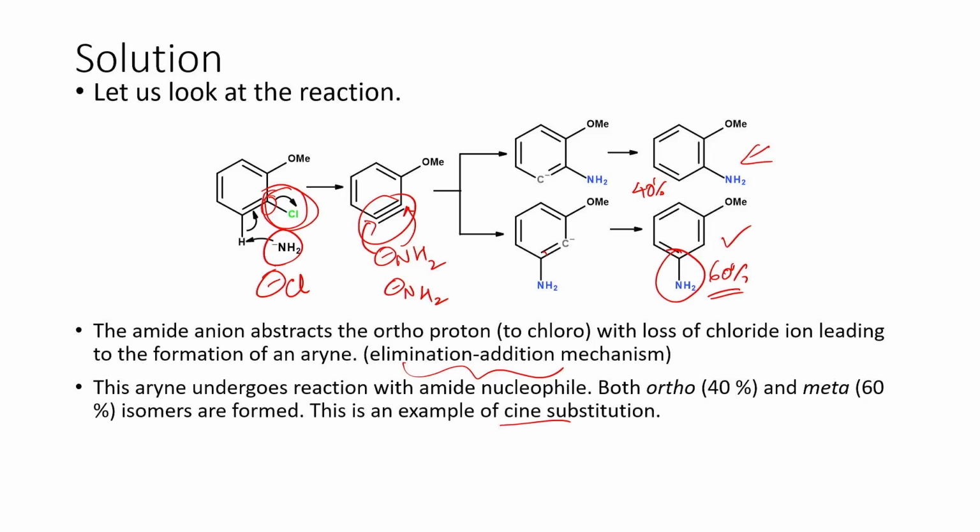So here we also have the same place where the chlorine is replaced by the nucleophile, that also occurs, but since the majority of the product formed is the substitution adjacent to the chlorine group, we call this a cine substitution.